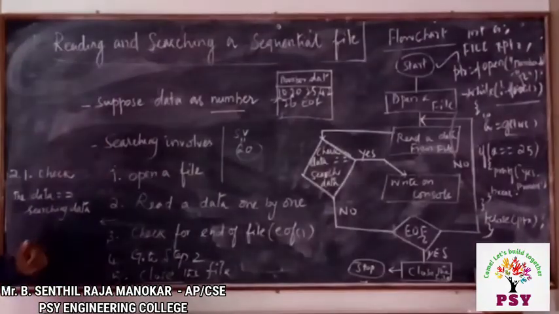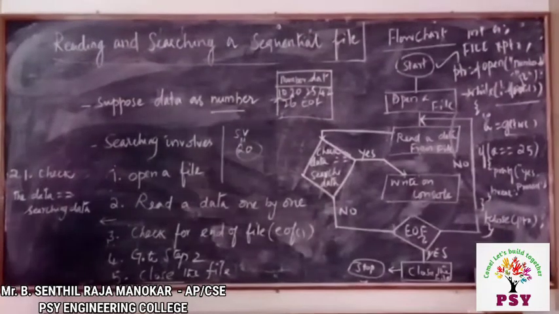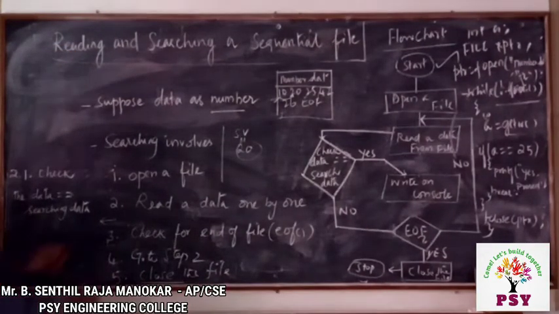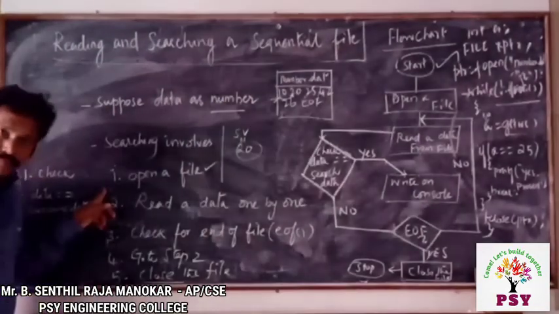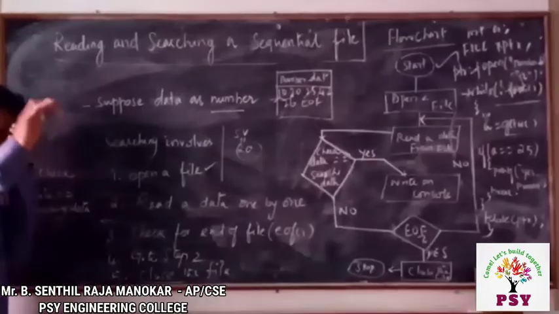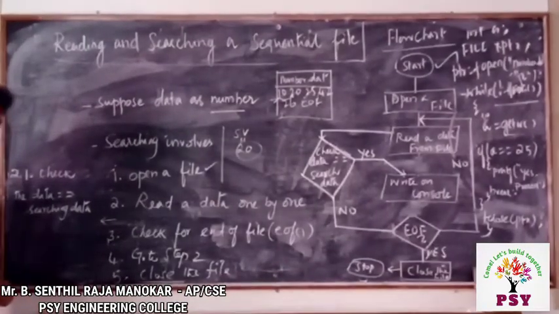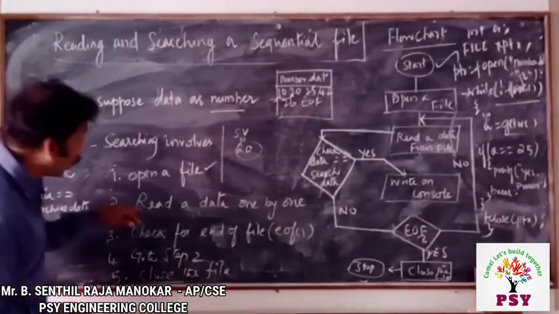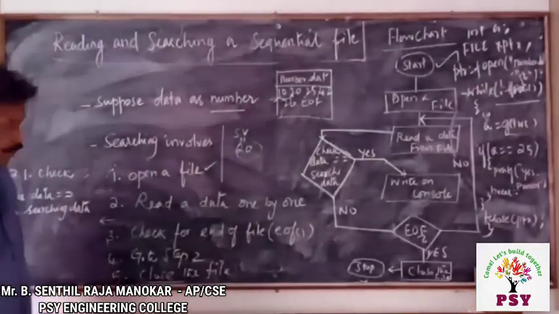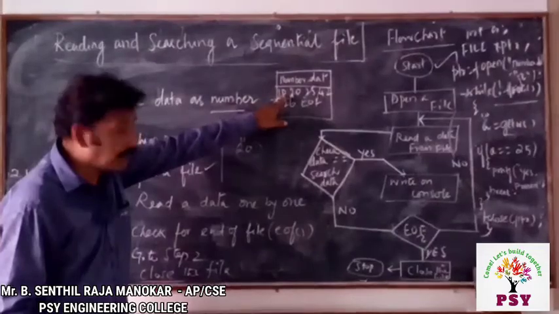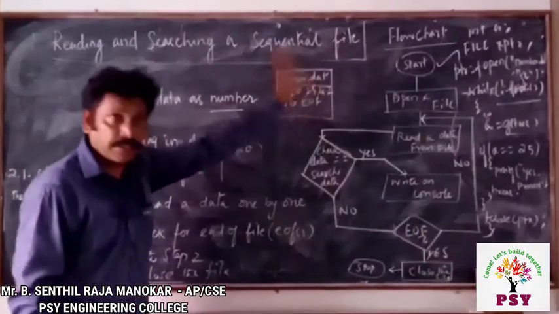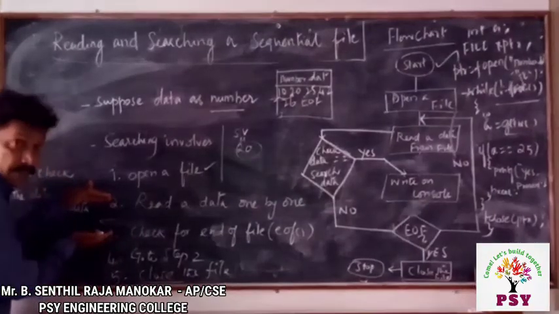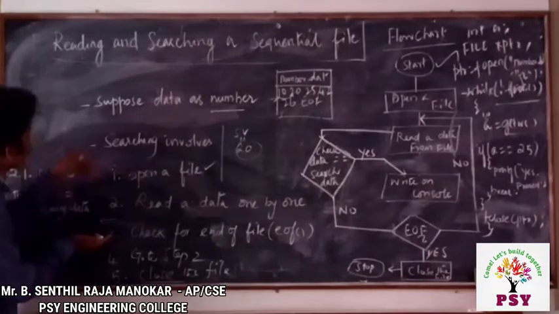For that, we must follow the same operations as in reading. The file operation is to open a file: file open, file name, and read mode, not write mode, read mode. Then we have to read the data one by one, starting from 10. This function has to be followed for the reading.